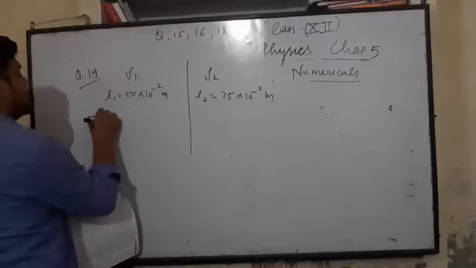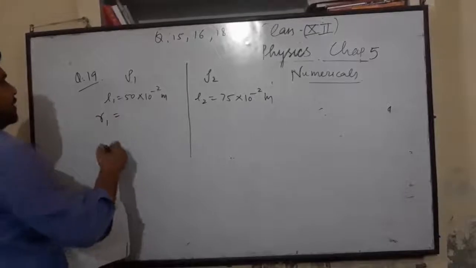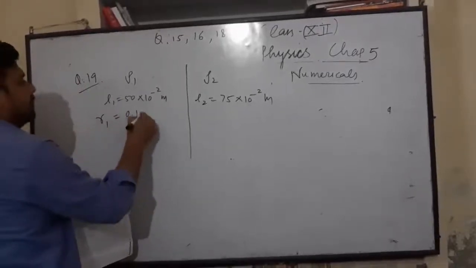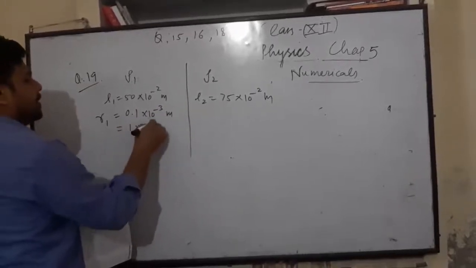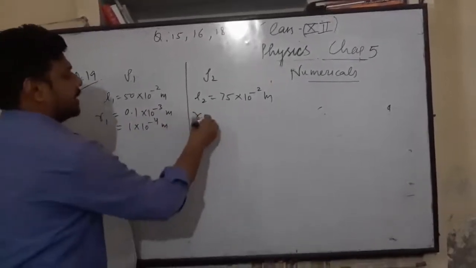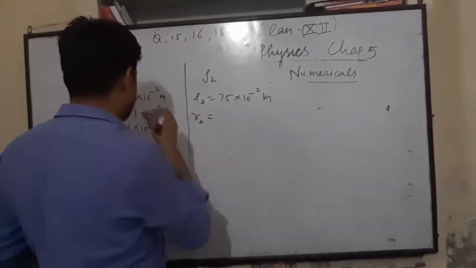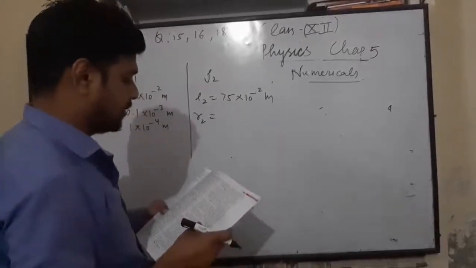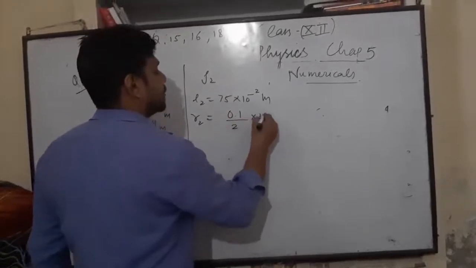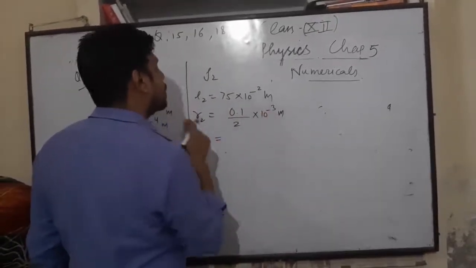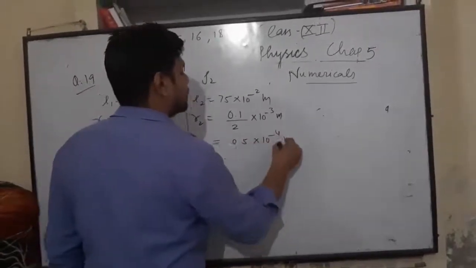Diameters, it means radius. R1 is equal to, diameter is 0.2 mm, so radius is 0.1 into 10 to the power minus 3 meter or 1 into 10 to the power minus 4 meter, and R2 is, diameter 0.1 millimeter, so radius 0.1 by 2 into 10 to the power minus 3 meter, or this is 0.5 into 10 to the power minus 4 meter.